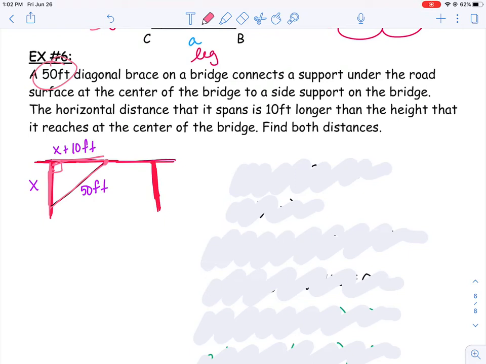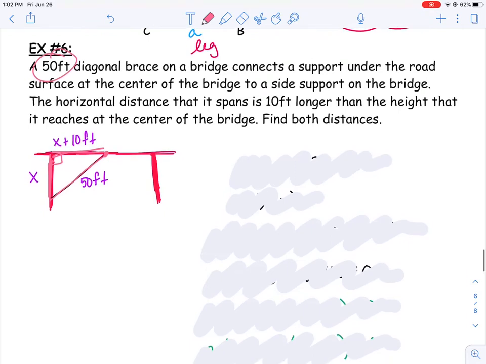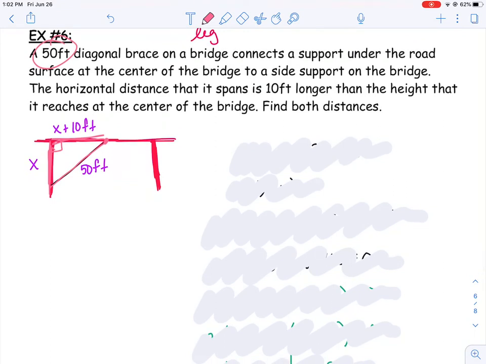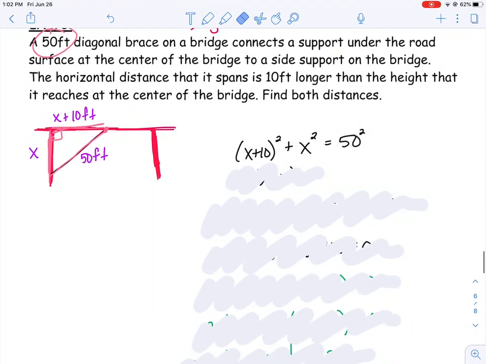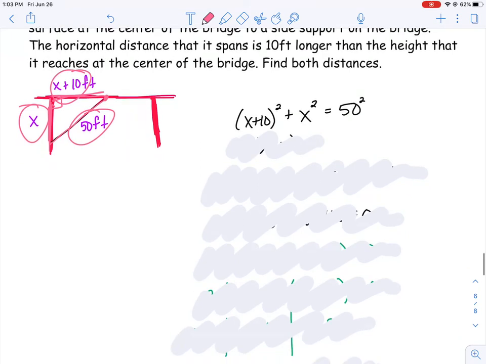Now, the only thing I know about this is that I have a right triangle. But I do know that Pythagorean theorem always works when I have a right triangle. I can do a squared plus b squared equals c squared using my labels. So I have an a squared, this side squared, that's (10 plus x) squared, plus b squared, which is my x squared, equals 50 squared. a squared plus b squared equals c squared. All right, it looks a little complicated. We probably want to make this look a little more simplified.